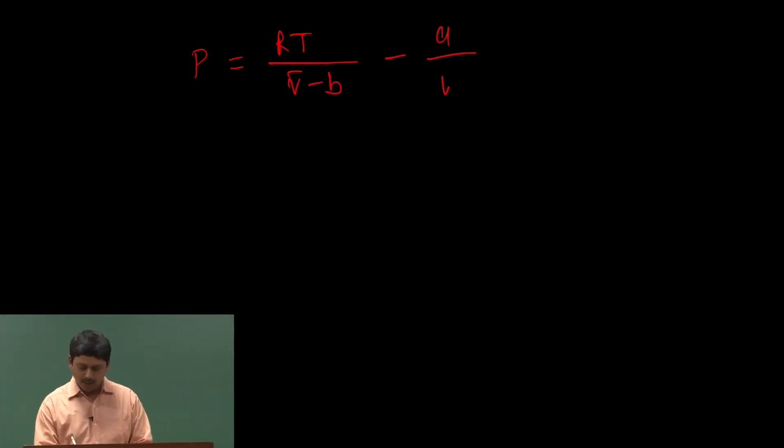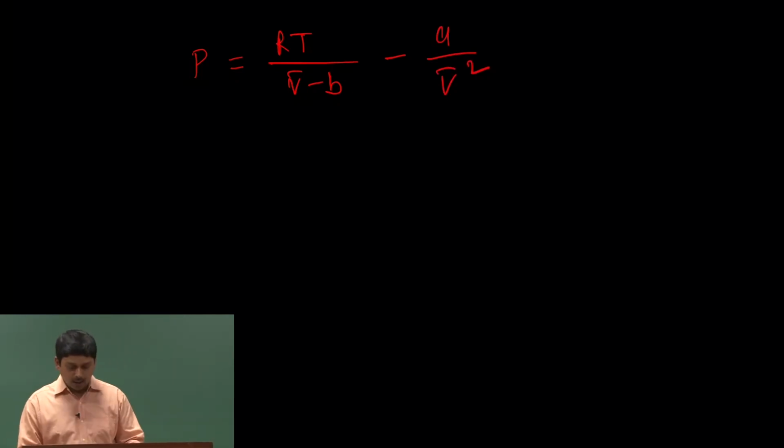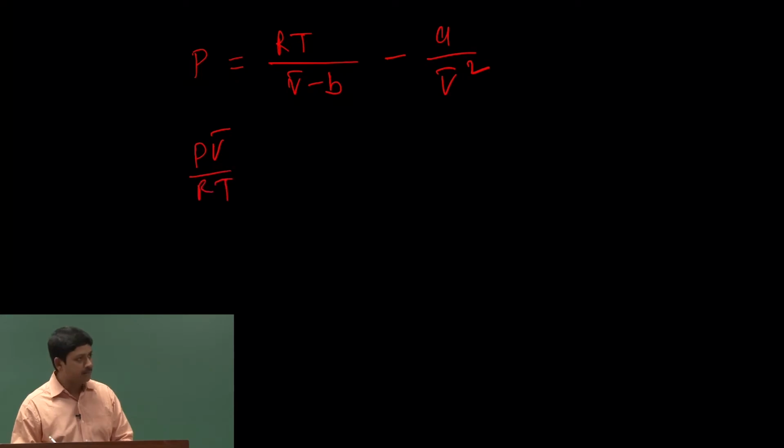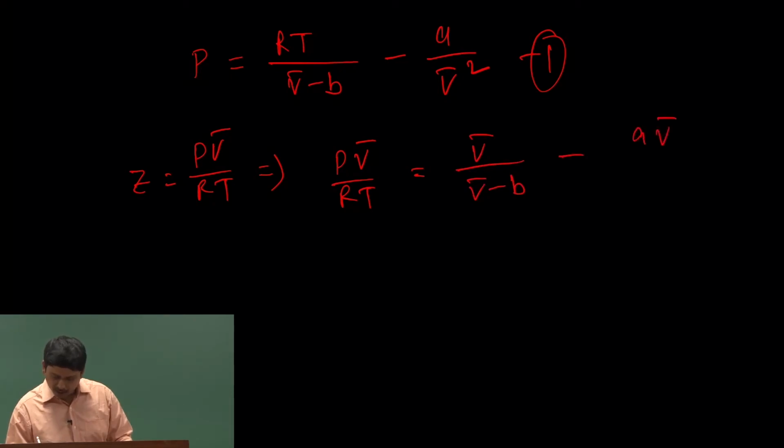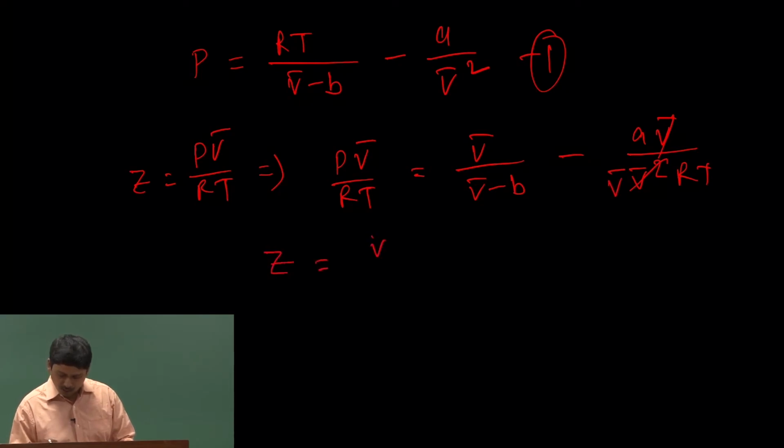If I remind you, the equation was P equals RT by V minus B, minus A by V square. That is the van der Waals equation of state, right? Now, if I have to plot this, we have to express the quantity Z, which is PV by RT. This Z is the compressibility factor, PV by RT. If I now multiply by V and divide by RT on both sides of this equation 1, this cancels and I get V. So, Z becomes V by V minus B, minus A by V RT.